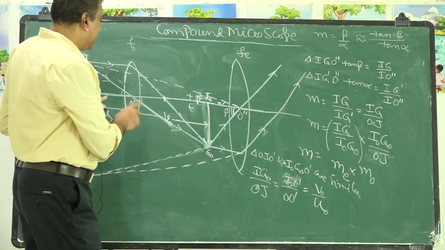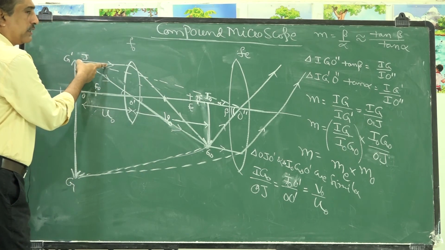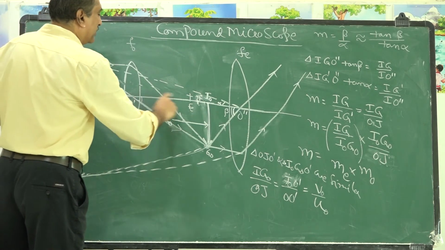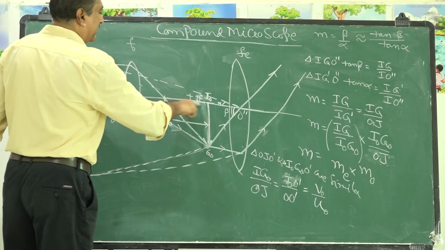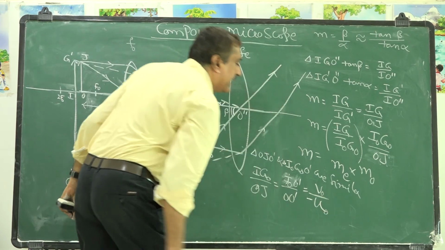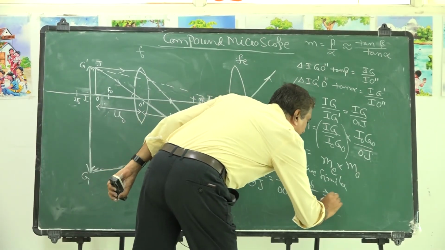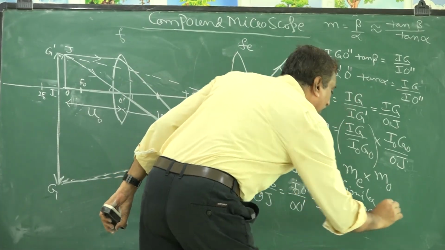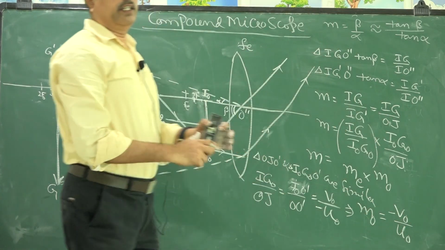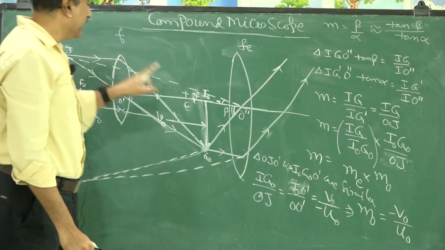By sign convention, this u naught is opposite to the direction of propagation of light, so u naught is taken as negative and v naught is positive because it is in the direction of propagation of light. So we have to substitute minus u naught as per sign convention. That is, the magnifying power of the objective is v naught by u naught with a negative sign. This negative sign indicates that the image formed by this objective lens is inverted.